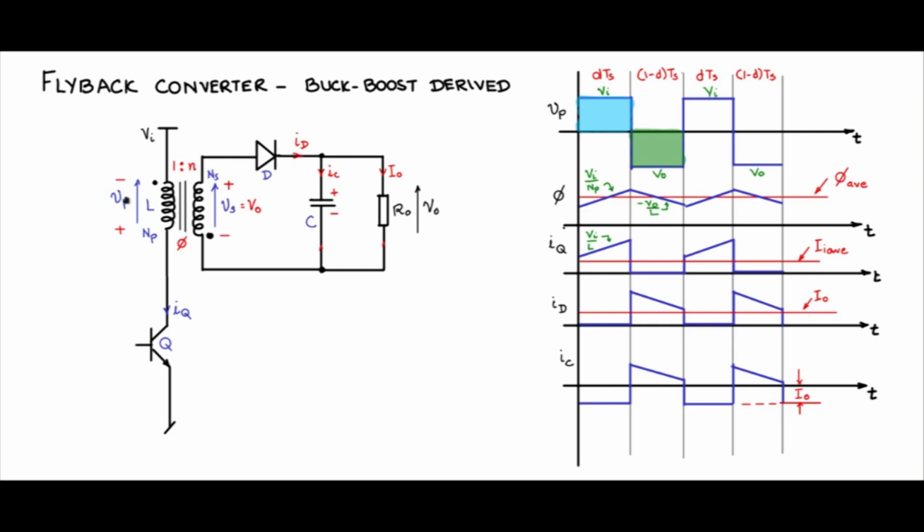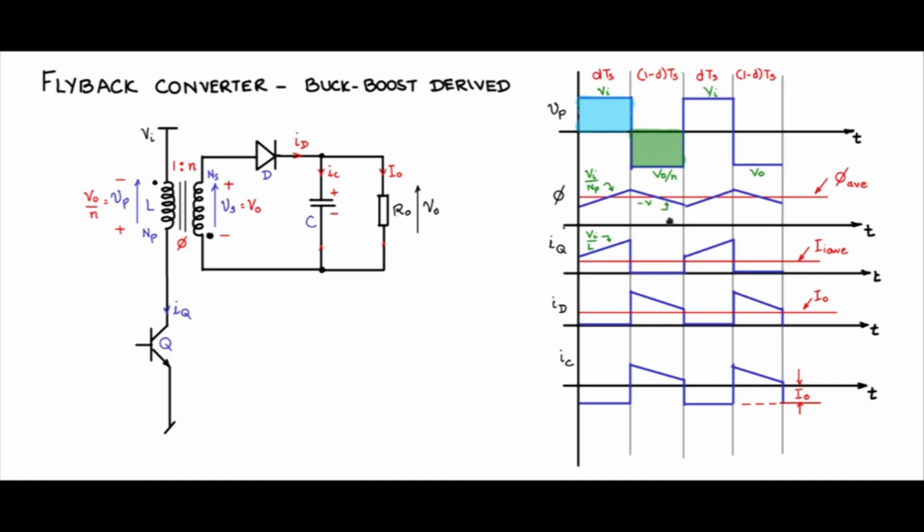And what will be Vp? Vp will be V0 by N, because there is a 1:N turns ratio. And how does it reflect onto the waveforms? You will see that the Vp waveform during (1 minus d)Ts will go negative, but the amplitude of that voltage across Vp will be V naught by N. So let us mark that V naught by N.